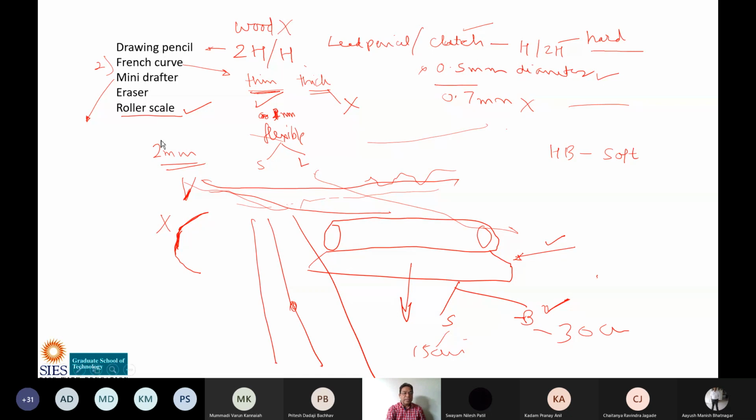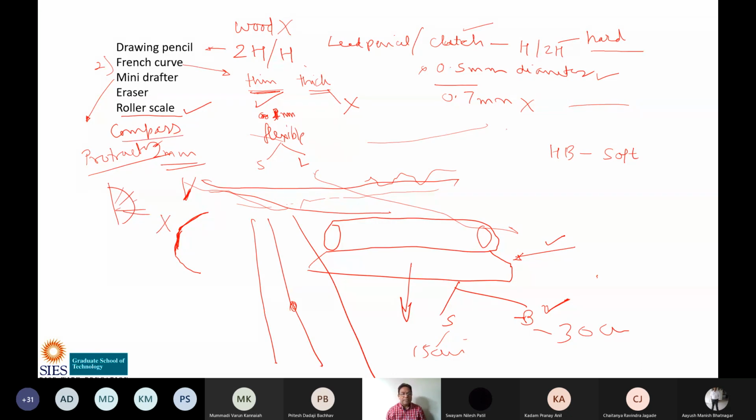I think I have covered everything. Apart from this, you will need a compass, and then you will need a protractor, so that you can draw degrees. And I think that is sufficient.